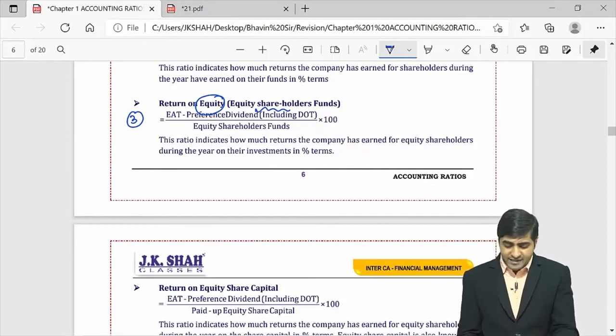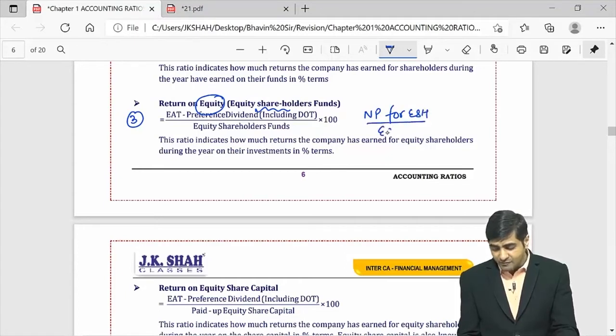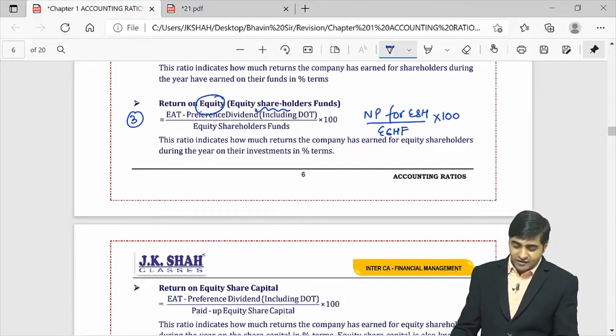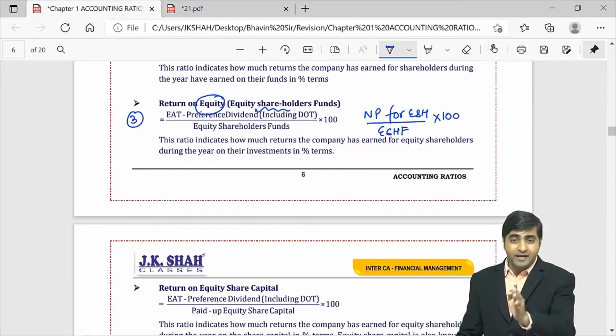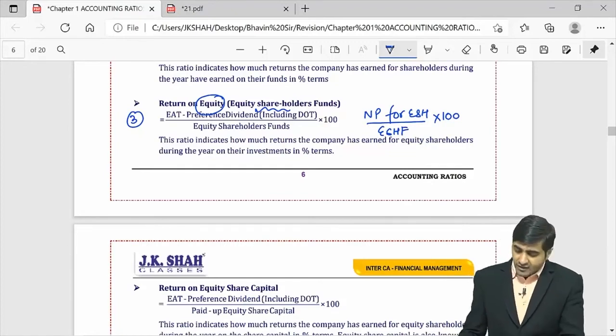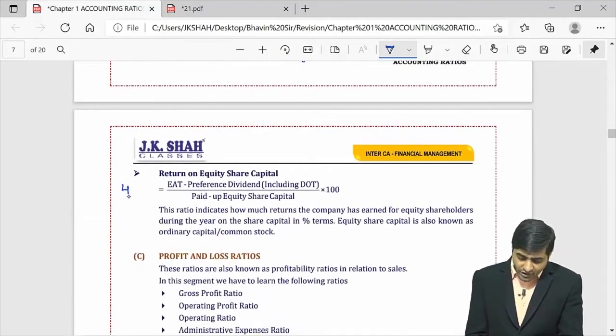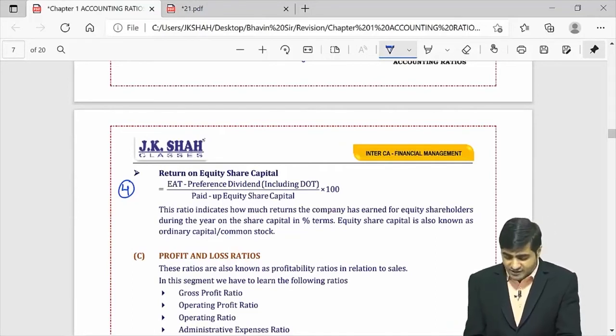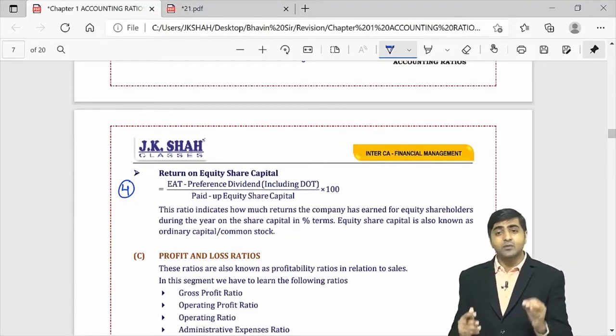So please take whatever is the net profit for equity shareholders, which we are going to divide by equity shareholders funds into 100. This will give you the return on equity shareholders funds, which is nothing but NPAT minus preference dividend. Then in the return on equity share capital, we will take net profit available for equity shareholders, which we divide by equity share capital.